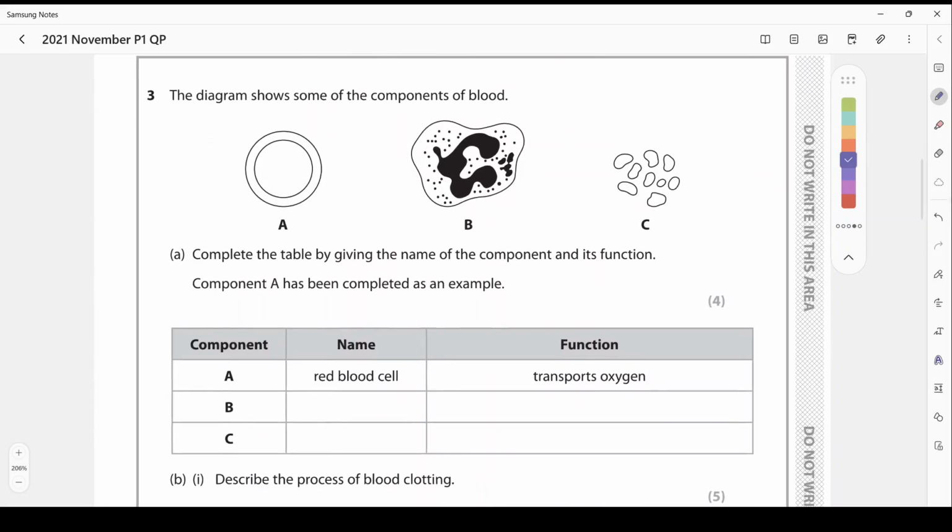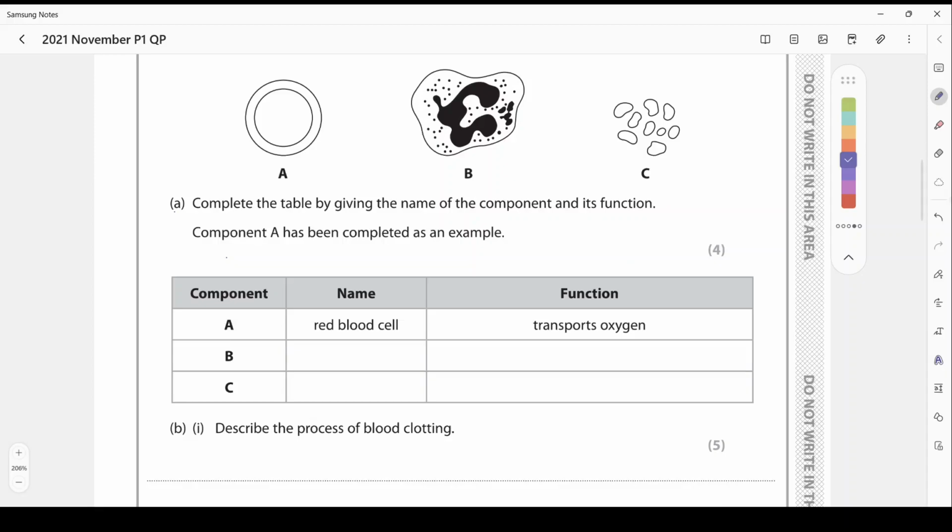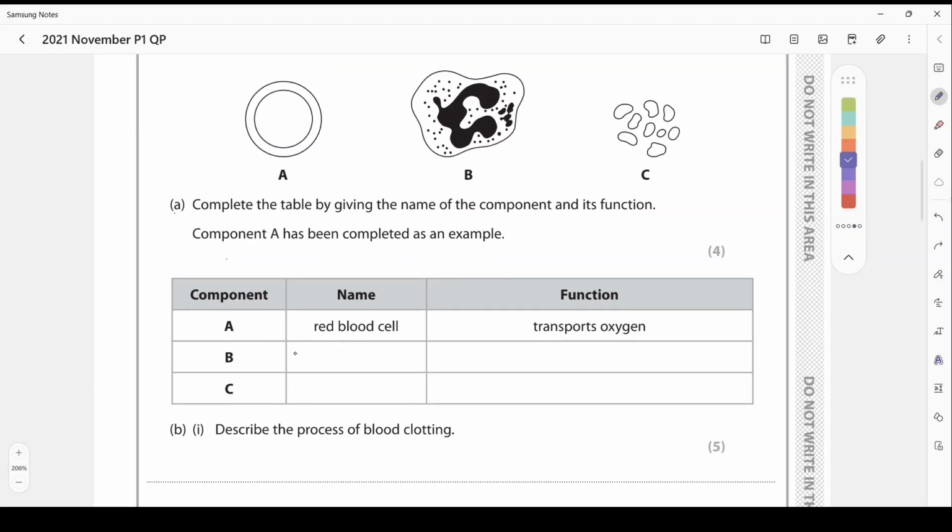The diagram shows some of the components of blood. Part A, it says complete the table by giving the name of the component and its function. So they've already done A for you, and it's a red blood cell because of the biconcave shape here. And B is a white blood cell. Specifically, it is a phagocyte, and phagocytes are responsible for engulfing pathogens or bacteria. We know it is a phagocyte because of this lobed nucleus that you see here.